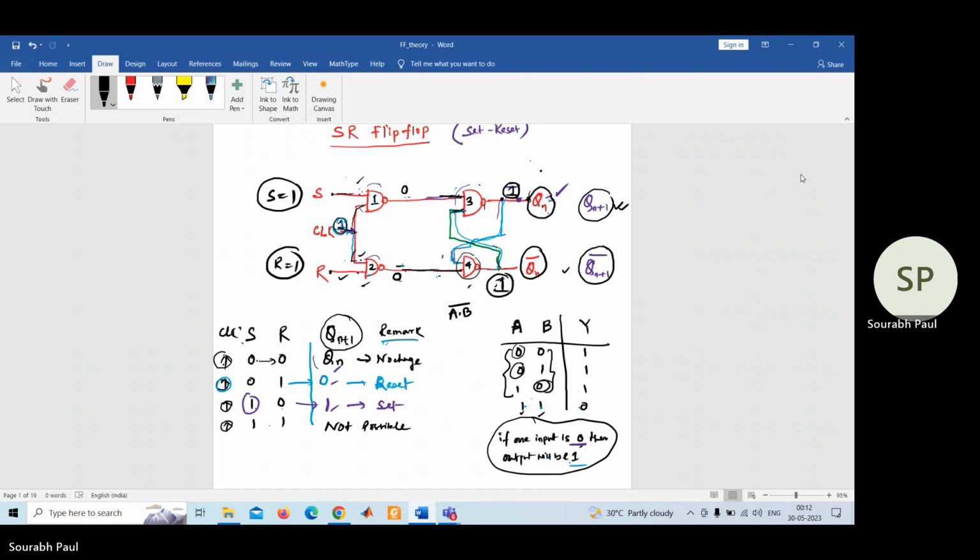Okay. So these are the 4 different combinations we have applied for the input and we have found out what should be the Qn plus 1 value, or after applying the clock, what will be the output that we have identified.